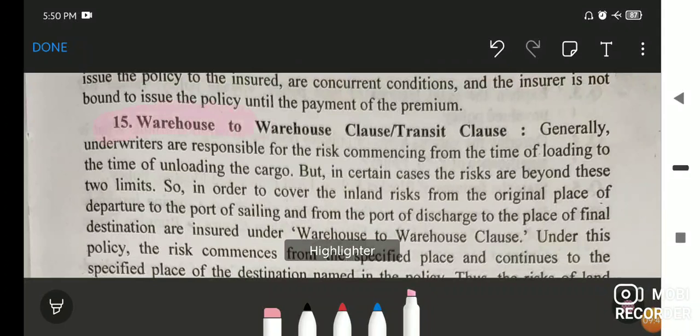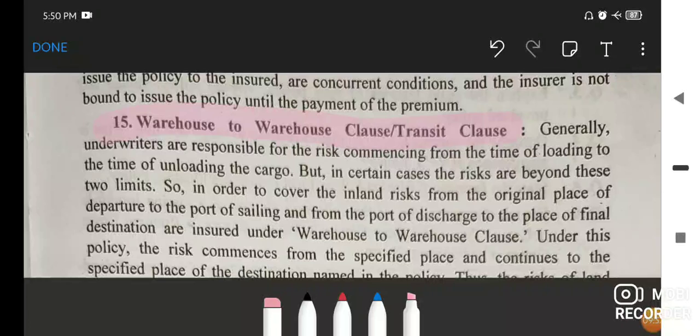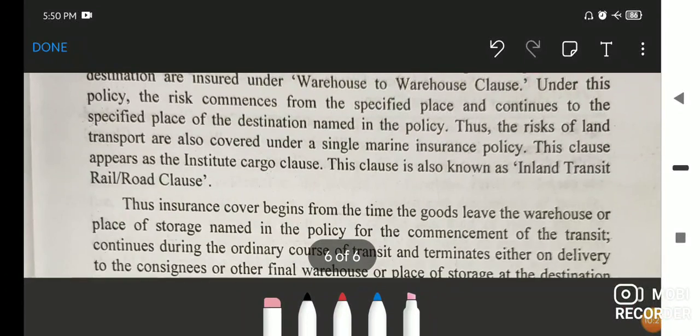Next is warehouse to warehouse clause or transit clause. Whenever the goods are being transported from one warehouse to another warehouse, the loading or unloading of the cargo, if there is any damage that is happening to the cargo, the goods, the insurance company is going to pay for it. Say for example, when we are talking about the port of origin, obviously the goods are going to be taken out from the warehouse and then it is going to be transported to the port. So till the time the good is in transit from warehouse to the port, and if any damage occurs in that transit period, the insurance company will pay you the compensation under this warehouse to warehouse clause or transit clause. I hope it is clear to you all.